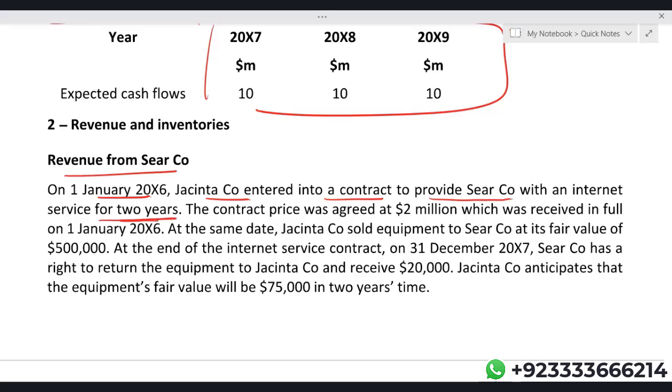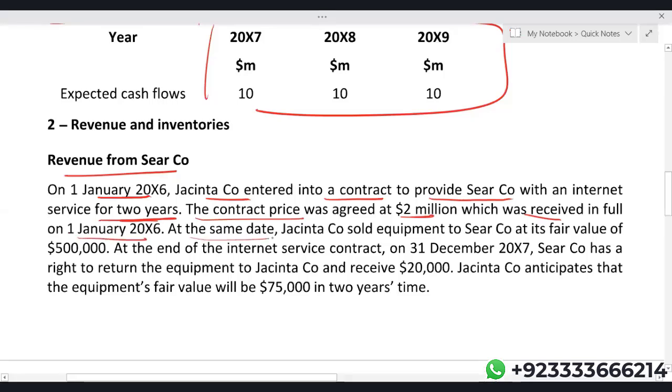And this revenue will be recognized over time because as you will be providing the services, your customer will be getting the benefits. January X6, Jacinta Company entered into a contract to provide Share Company with internet services for 2 years. The contract price was agreed at 2 million, which was received in full. Even though you have received 2 million initially, it should be recognized 1 million in each year.